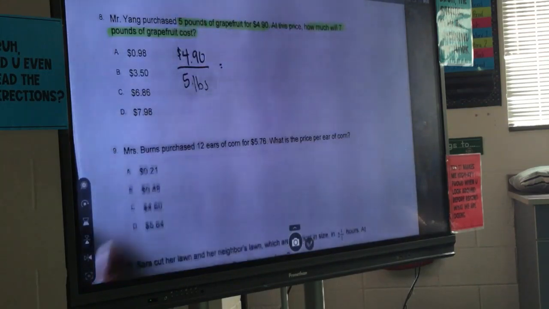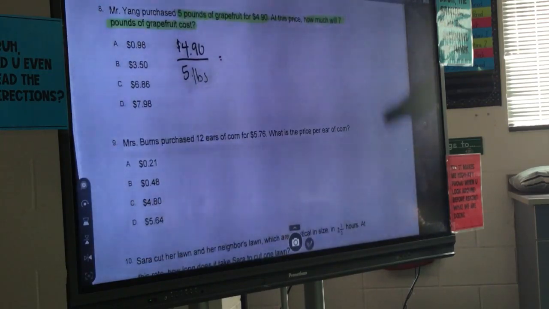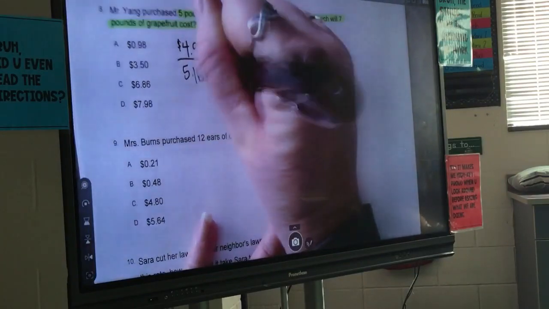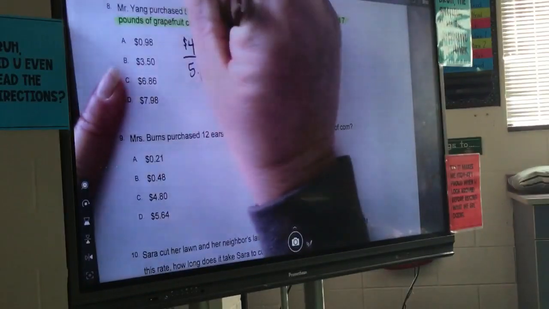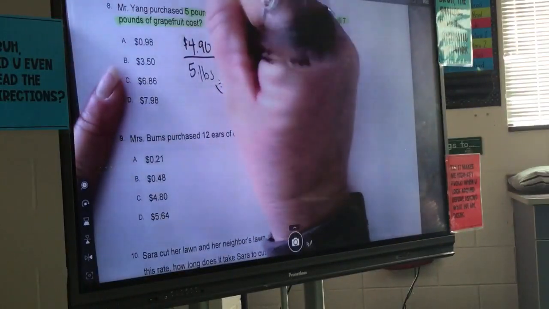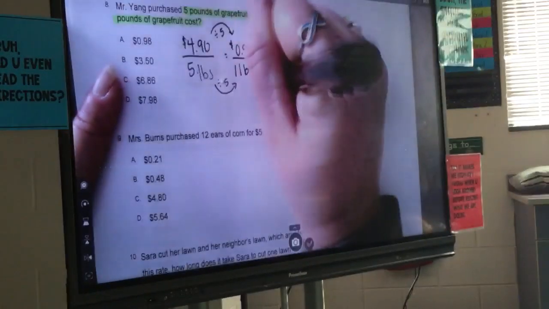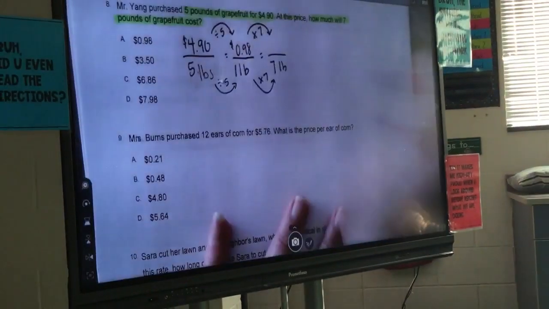All right, let's go over number 8. So what is the process? We have $4.90 for 5 pounds of grapefruits. We have to find out how much it will cost for 7 pounds of grapefruit. So what do we need to do, Kira? We need to find the unit rate, so you're going to divide 5 pounds by 5, which means we have to divide the top by 5, which gets us 98 cents. And then we have to multiply that by 7, and 1 pound times 7 equals 7 pounds, and then we have to do that to the top, which gets us $6.86.